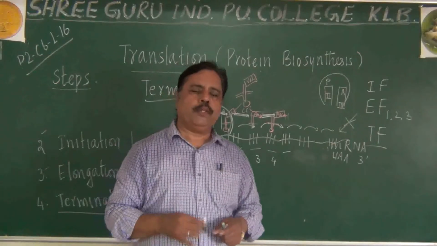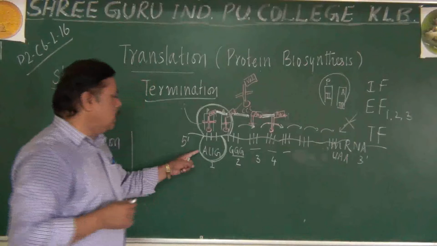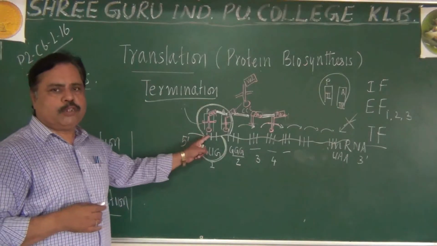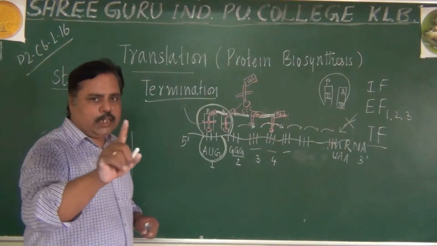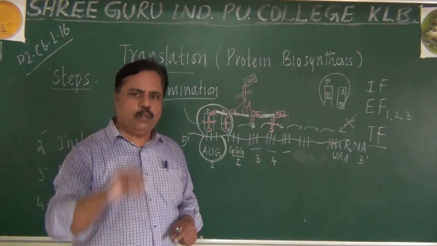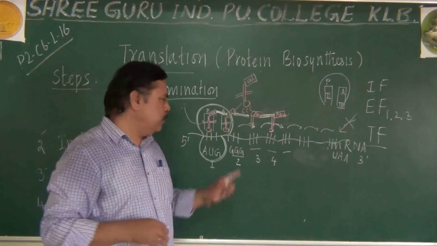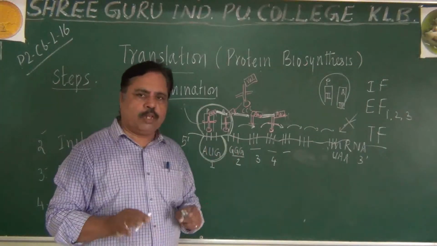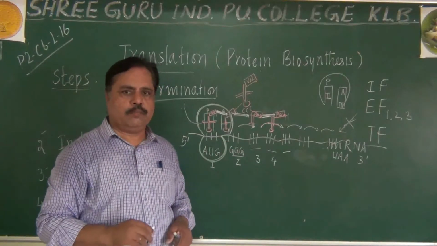Please remember, initiation is done by the smaller subunit with the first codon and the larger subunit with the first tRNA carrying its cognate amino acid. One amino acid, one tRNA, one smaller subunit, one larger subunit and the first codon of mRNA. That group is called the initiation complex.